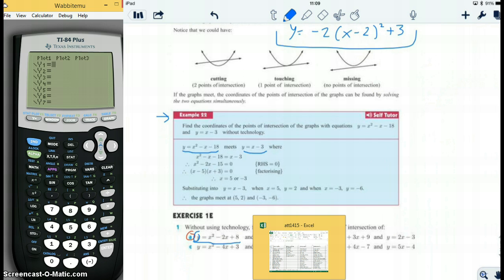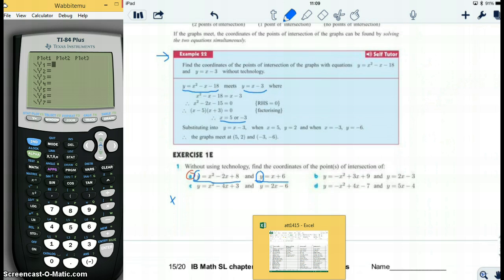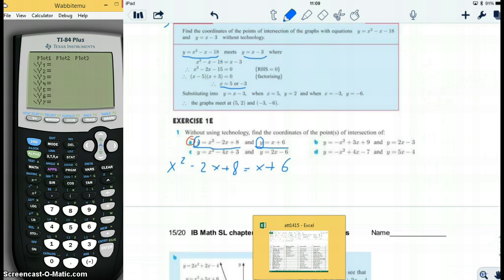And so when y is the same, what is x going to be equal to? And they found 2 possible points. So we're going to do the same thing. We're just going to set x squared minus 2x plus 8 equals x plus 6. Since they said without technology, we're going to do it with algebra. Let's subtract x from both sides. That moves the x on the right to the left. Let's subtract 6 from both sides. That moves the 6 on the right to the left. So the right side became 0. The left side became x squared minus 3x plus 2.